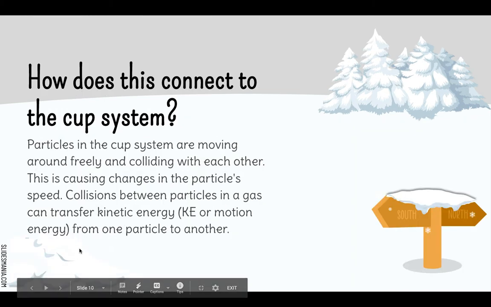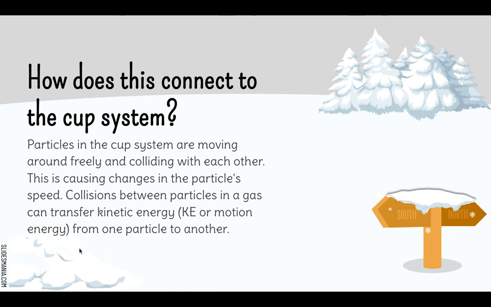So how do these ideas of the marbles and the computer simulation connect to our cup system? Particles in a cup system are moving around freely and colliding with each other. This causes changes in the particle's speed. Collisions between particles in a gas can transfer kinetic energy. Sometimes we write that as KE for kinetic energy, or sometimes we refer to that as motion energy. So the collision between these particles in a gas can transfer kinetic energy from one particle to another.